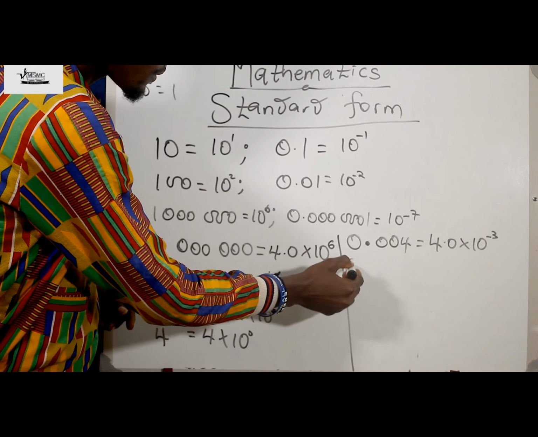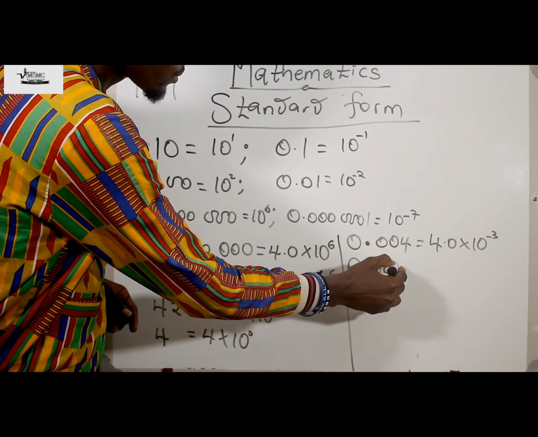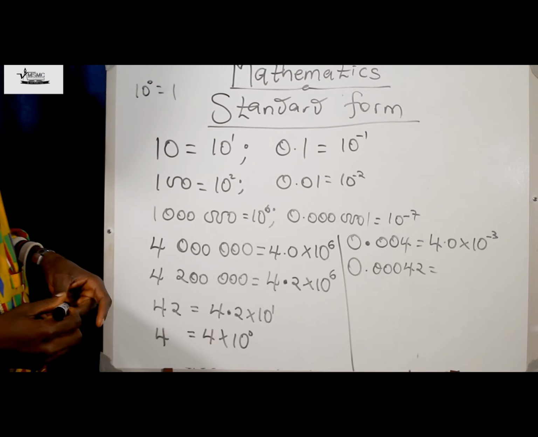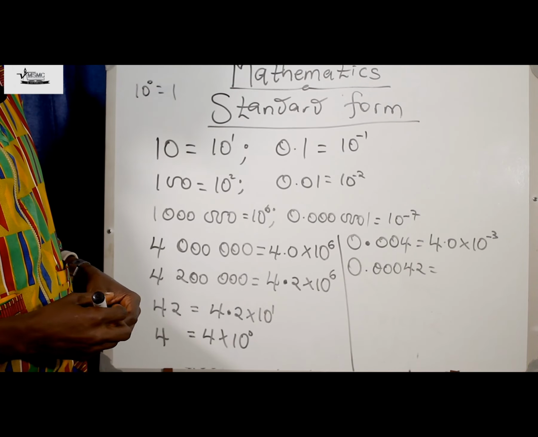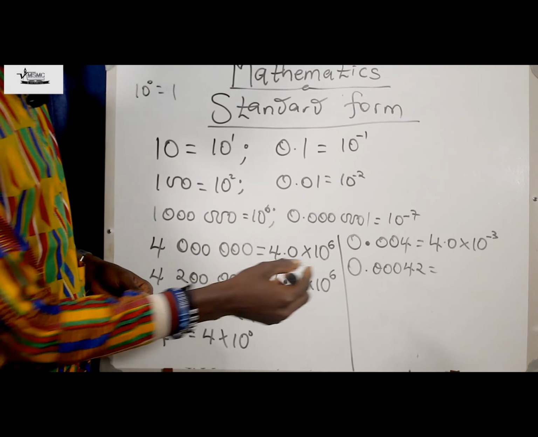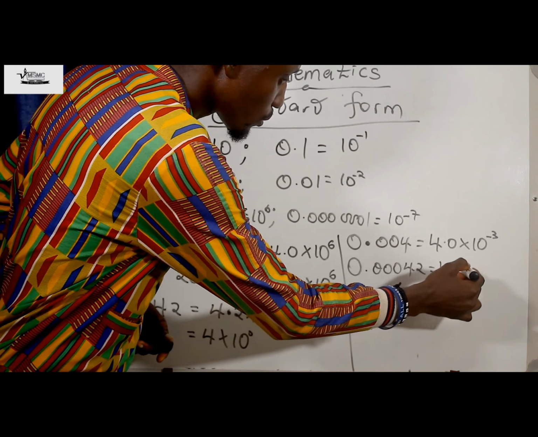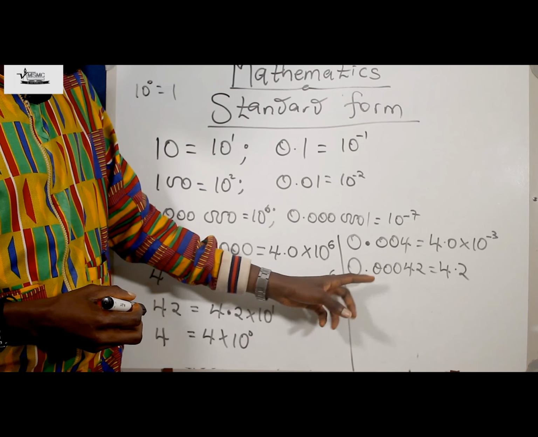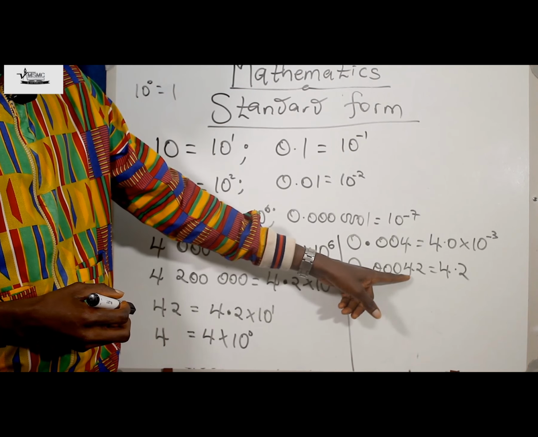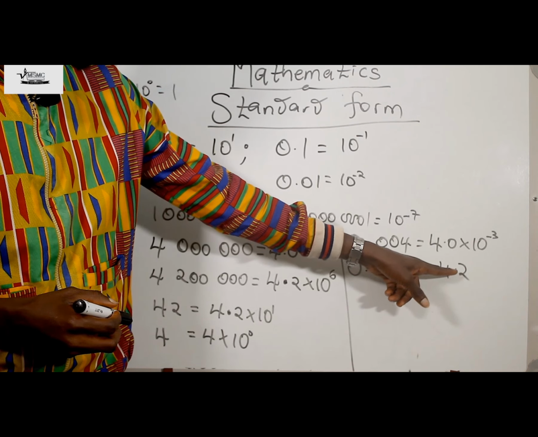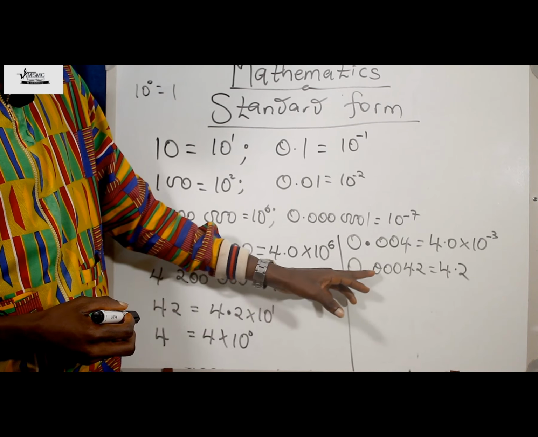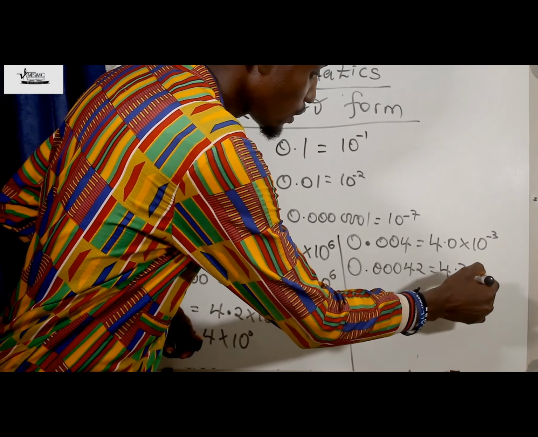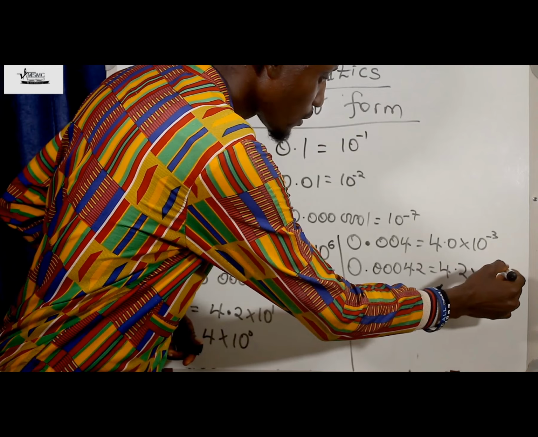What about if you have 0.00042? Now you have 2 natural numbers. So the decimal point comes after the first natural number, which is 4.2. Okay, so now you only count the digits from here to 4. You don't count the 2 because you have introduced the decimal point after the 4. So you count 1, 2, 3, 4. So it will be 10 raised to the power of minus 4.